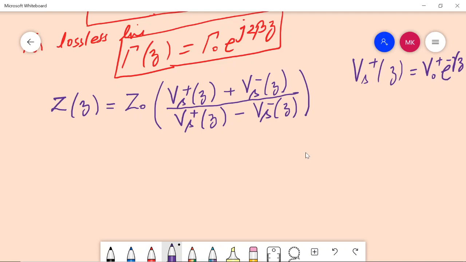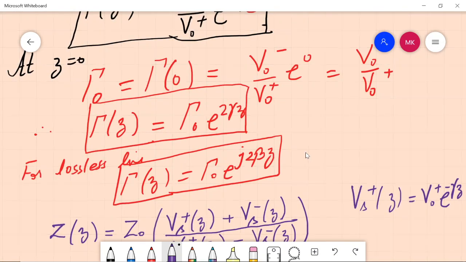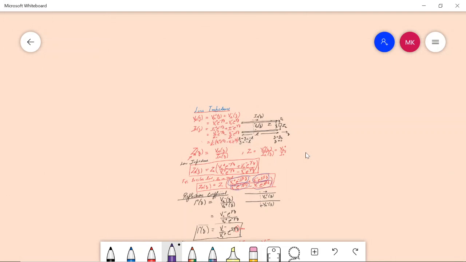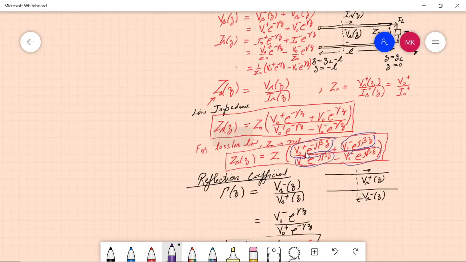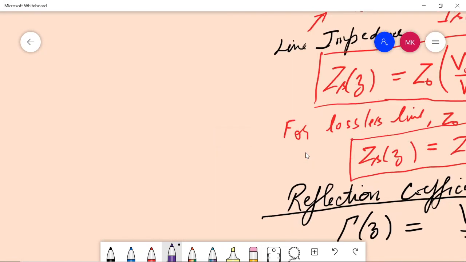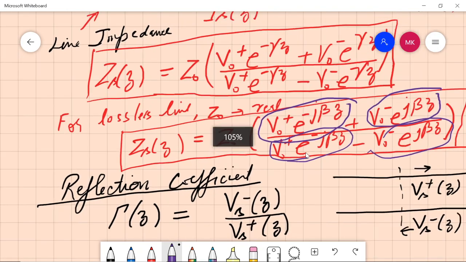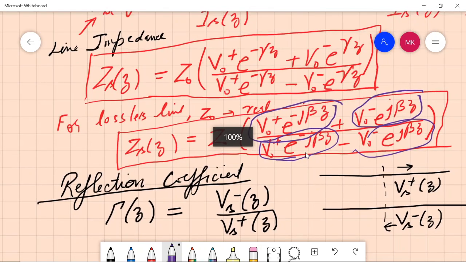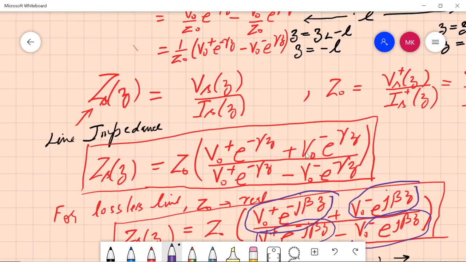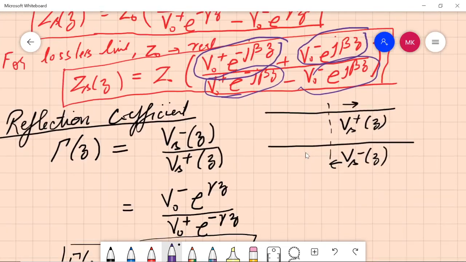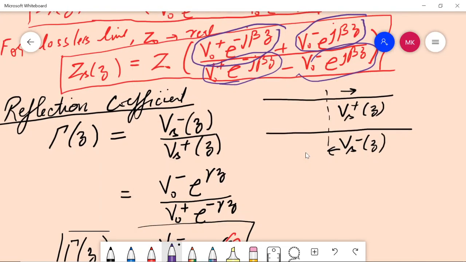So we have defined the reflection coefficient here. In this case, it is Vs minus z over Vs plus z.